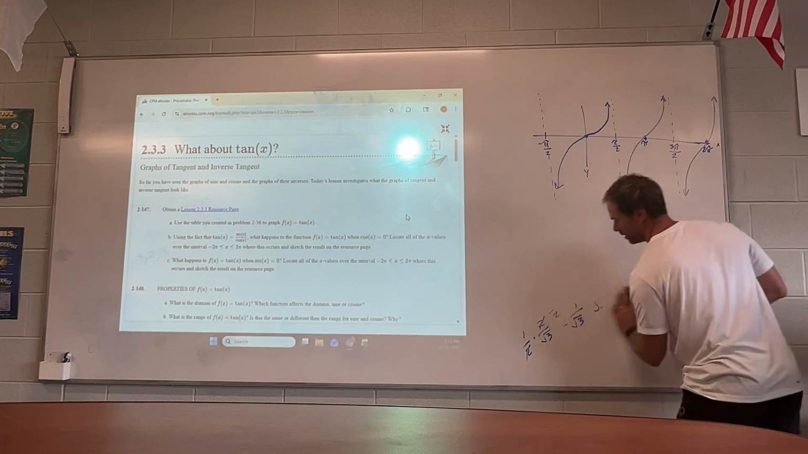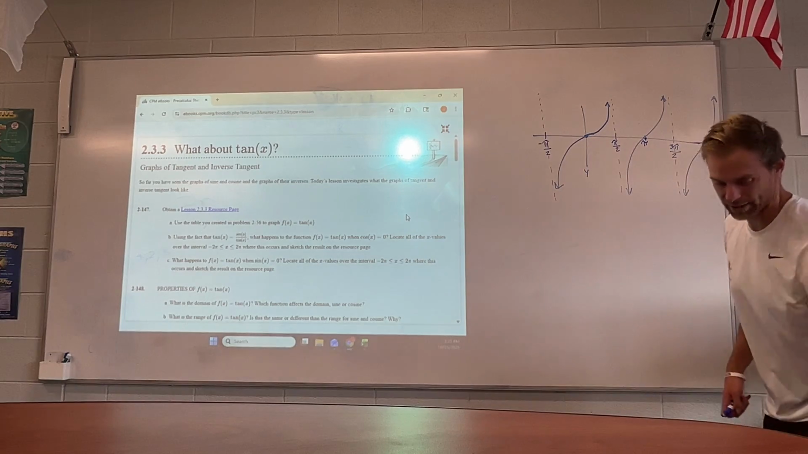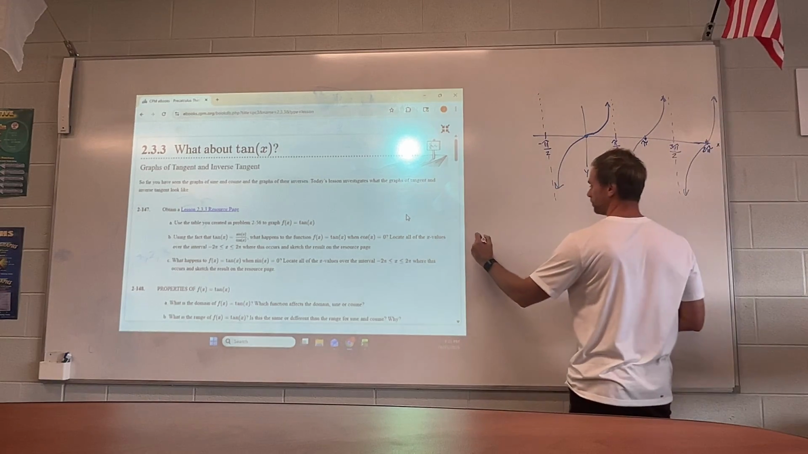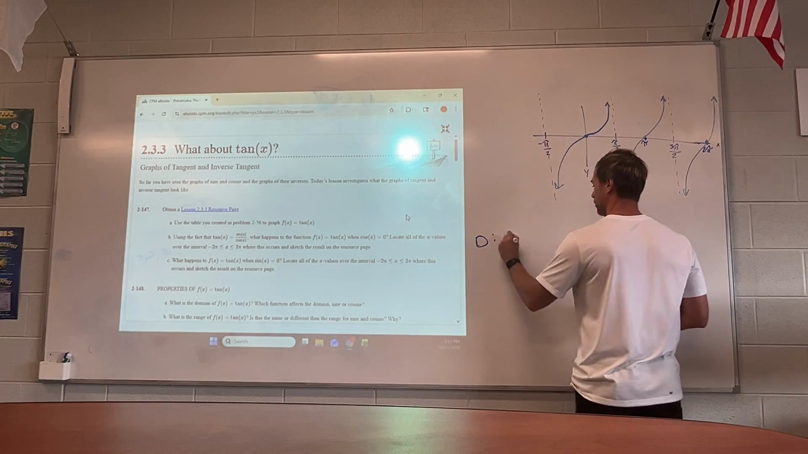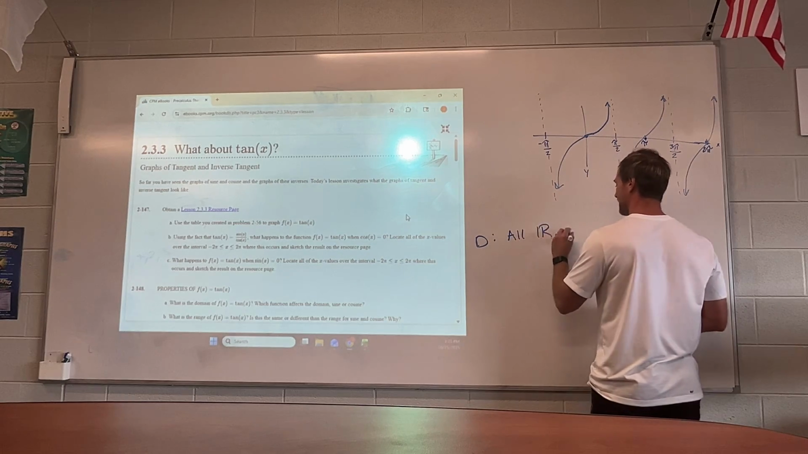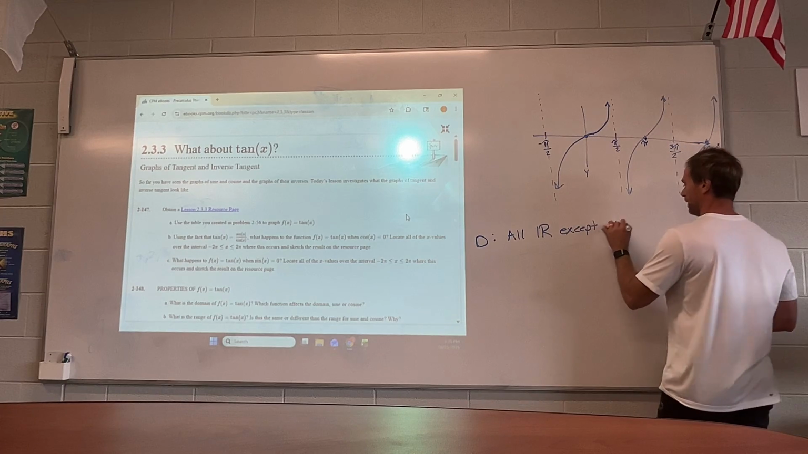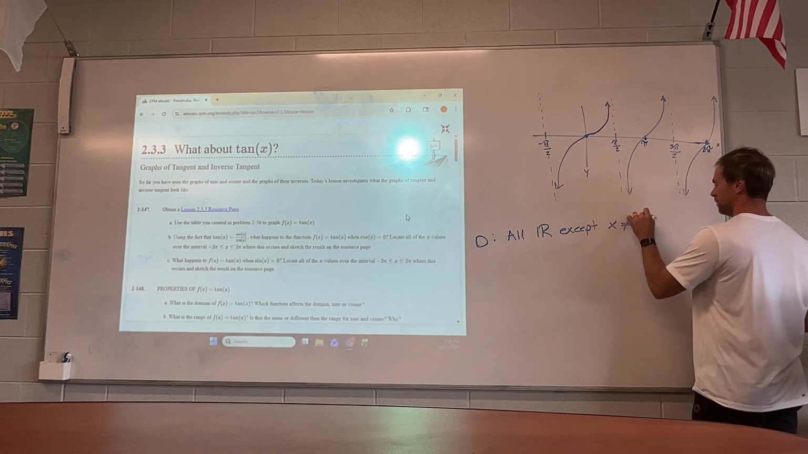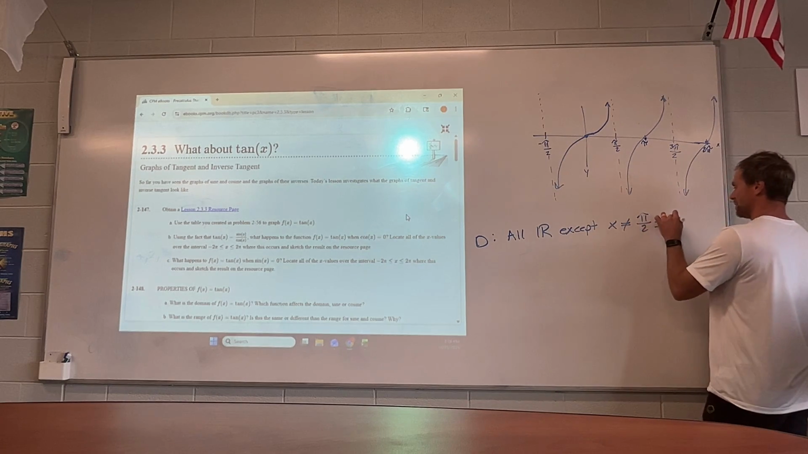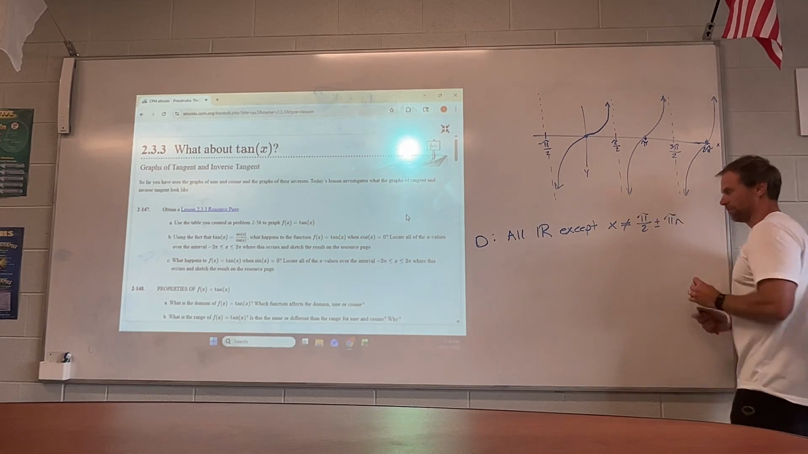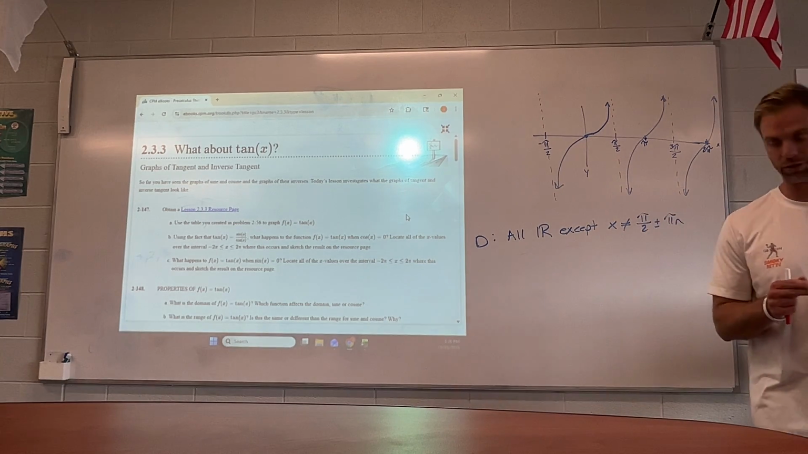Every time that occurs, asymptote. So the domain, all real numbers except x cannot be pi over 2 plus or minus pi n number of times. Ever how many times that occurs.